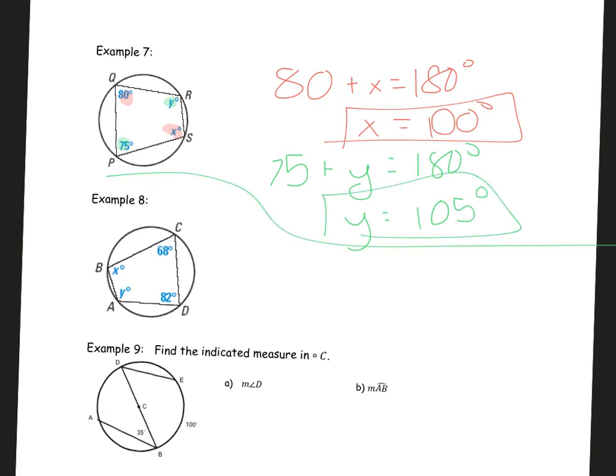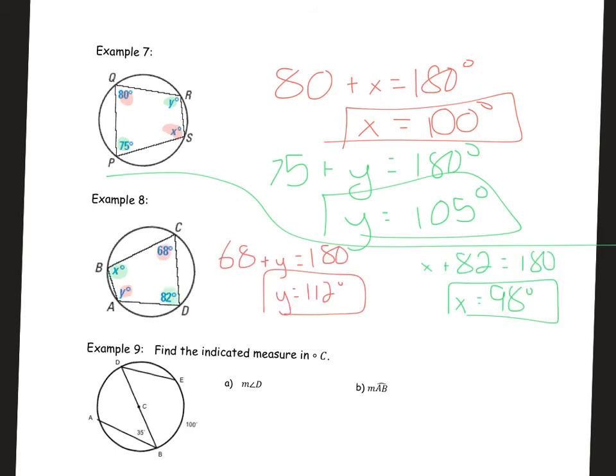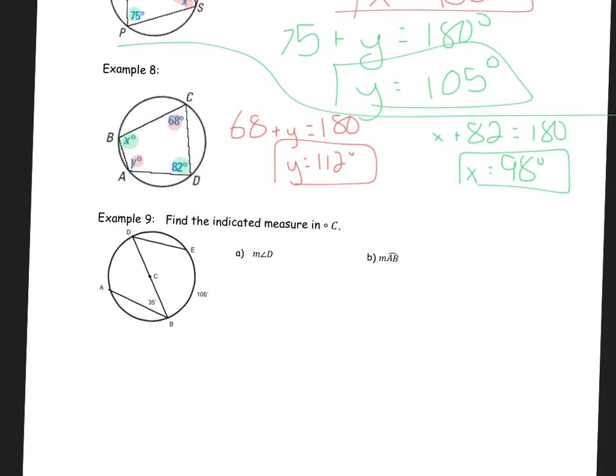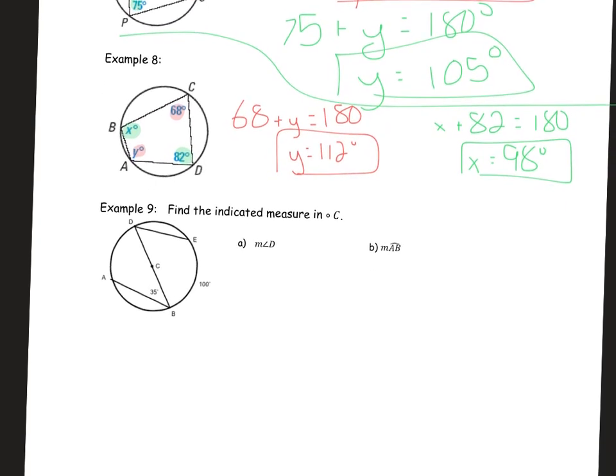In example 8, if you want to pause it and try it on your own before you come back to see what your answer is, feel free to do that. So hopefully you were able to figure out that y would have to equal 112 degrees and that x would equal 98 degrees. The last couple examples here kind of deal with what we discussed earlier with inscribed angles. So what we talked about on Monday. So here, again, it's a two-parter. Again, if you want to pause it and try it yourself, feel free to do that and then come back and see what you got.